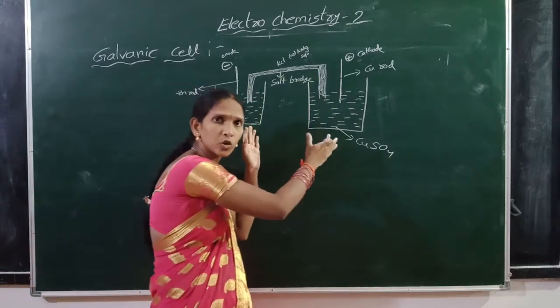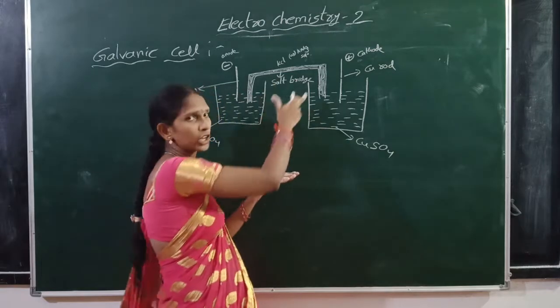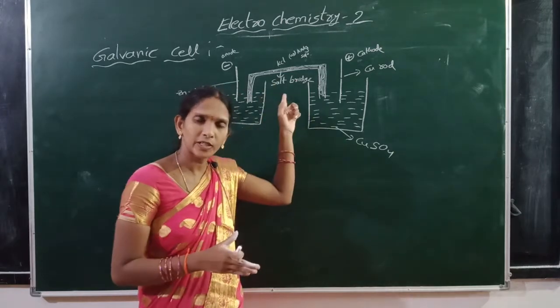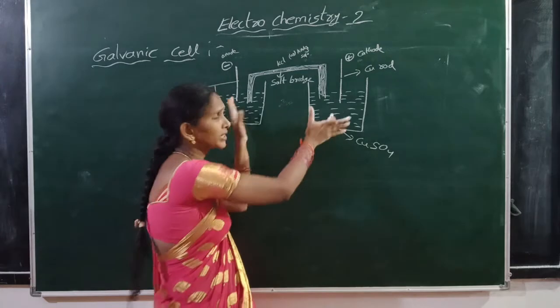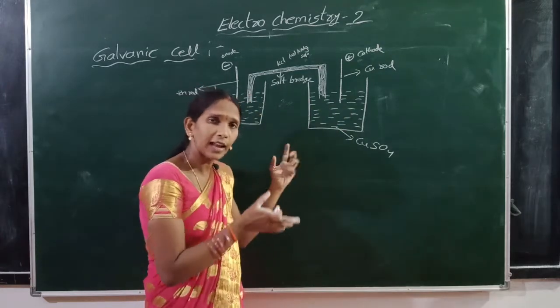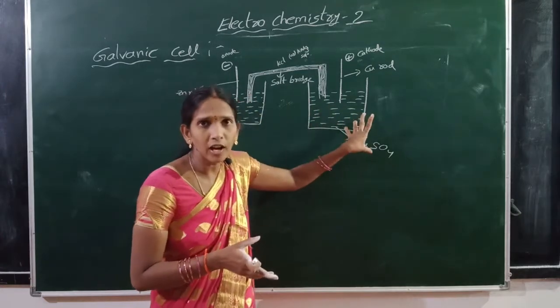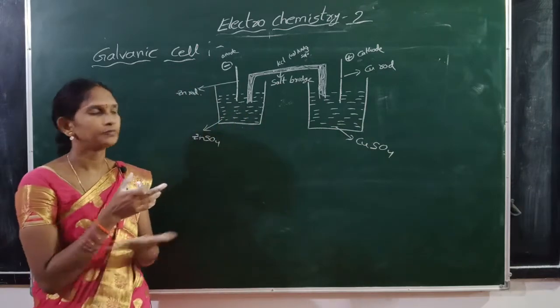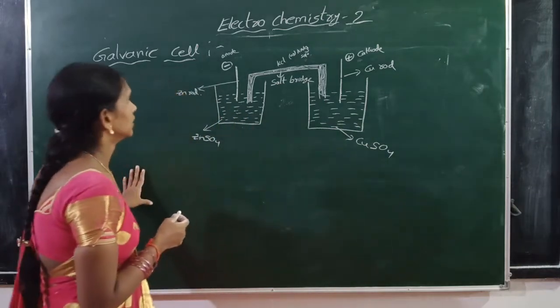Mixing of two solutions is prevented. The salt bridge is used for the prevention of mixing of two solutions, but it allows the ions from one half cell to another half cell.